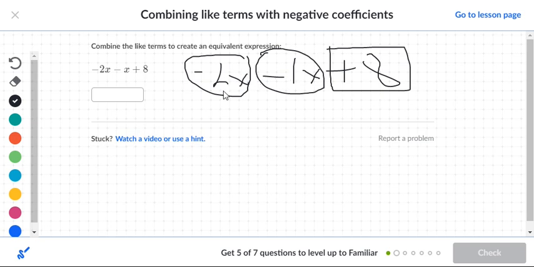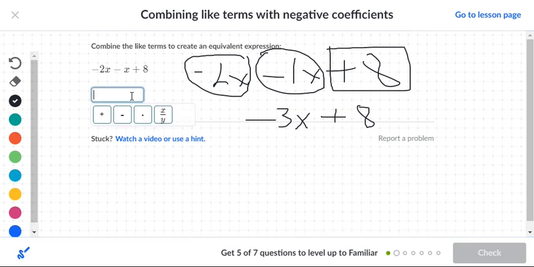So again, you borrow $2, you borrow $1, so you owe $3. We show that with the -3 as well as the x. There's nothing to combine with the box here with the 8, so we have a -3x plus 8. So we type in -3x, don't forget about the variable here, plus 8.